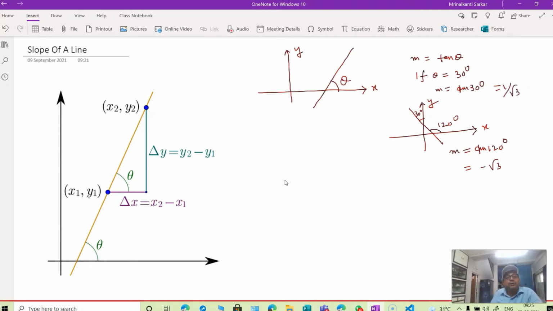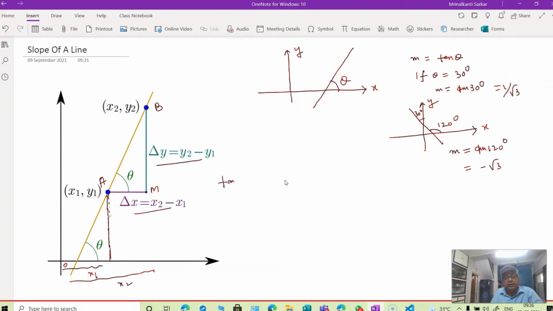Slope of a line can also be expressed in terms of two coordinates lying on the line. These are 2 points lying on the line. Then slope tan theta here in this diagram. If you have taken this one x1, y1, you all know it very well. This part is x1. So this part is going to be x2 minus x1. This part is going to be y2 minus y1.